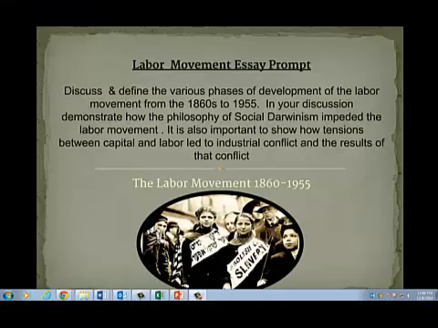Okay, here we go with the labor movement. So here we're going to discuss and define the various phases of development of the labor movement from the 1860s to 1955. In your discussion, demonstrate how the philosophy of social Darwinism, the lecture we covered before, impeded the labor movement. It is also important to show how tensions between capital and labor led to industrial conflict and the results of that conflict.